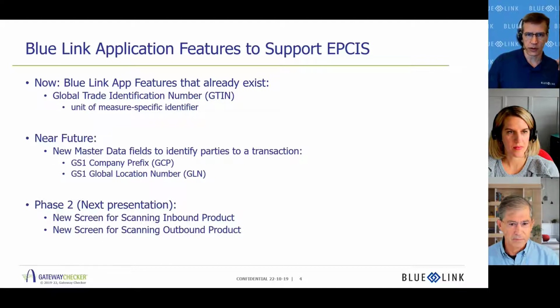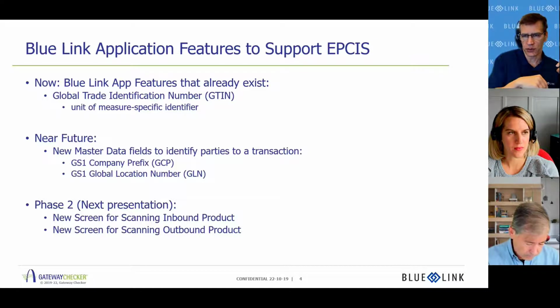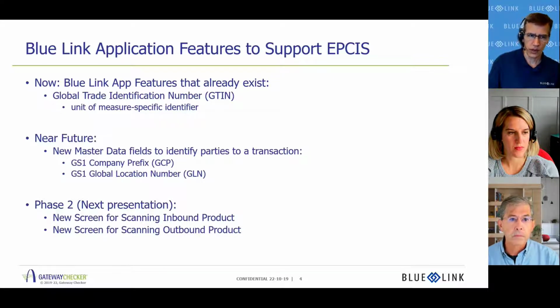Some features are coming to the software that have already been designed. They're in testing right now, and they'll be deployed to you as you receive your updates this year. These are new master data fields related to the GS1 company prefix and global location numbers. You're going to have a place to put the data that you're gathering from your suppliers, from your customers, from the manufacturers, and your own GLNs. You'll have a place to put that in the BlueLink software very soon, but you can start gathering that data now, and we'll talk a little bit more about that soon. In the session in a couple of weeks' time from now, we'll talk more about those new scanning screens that are coming for inbound and outbound.